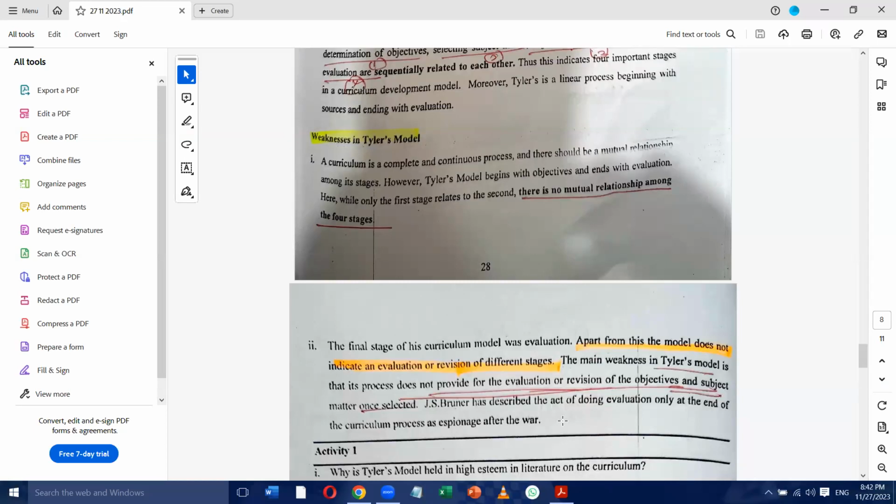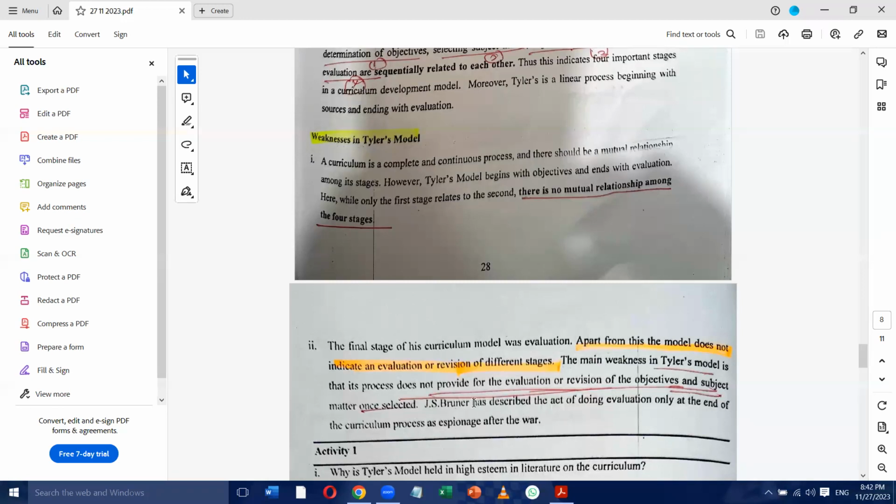It's like that, right? So it is not so. Before the war, you have to send your spy and know the ground situation, whether it's in favor or not in favor of you. So likewise, Bruner has described that it is evaluation only at the end of the curriculum. So after completing everything, you go for the evaluation.